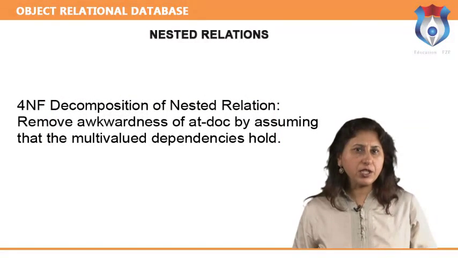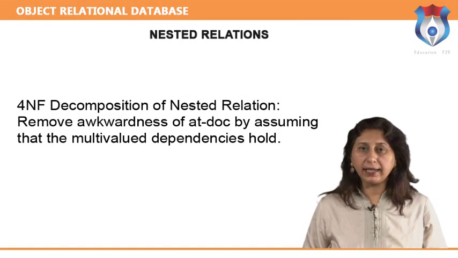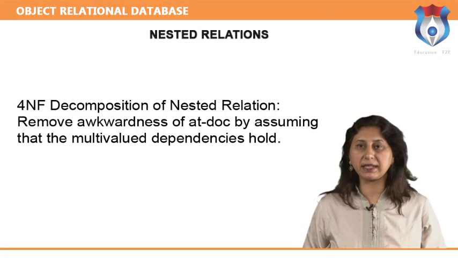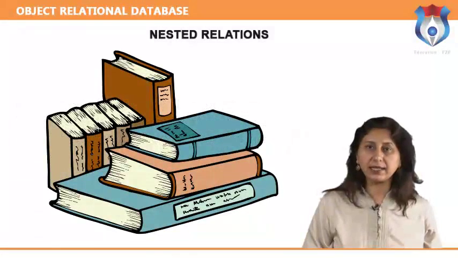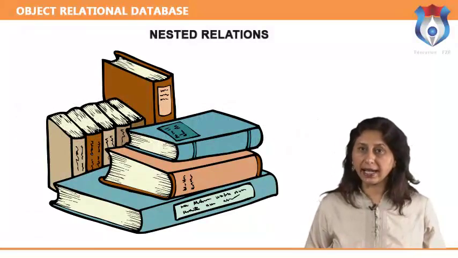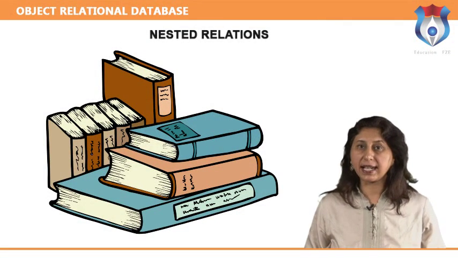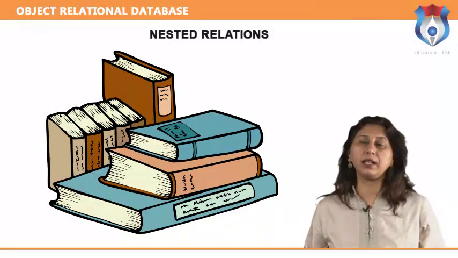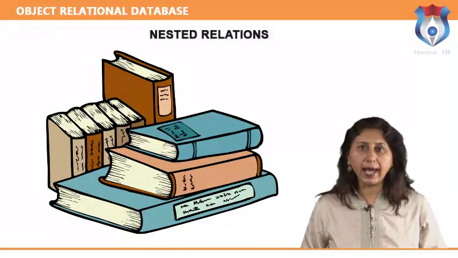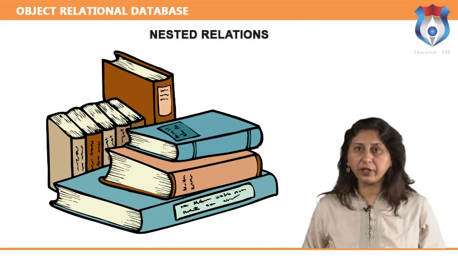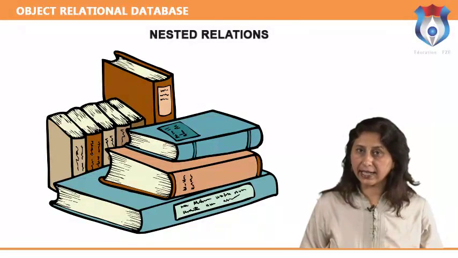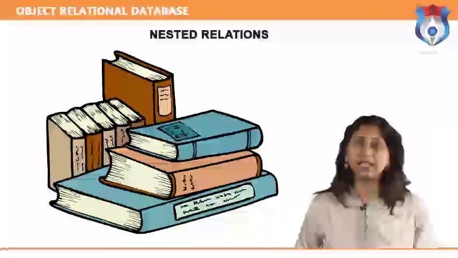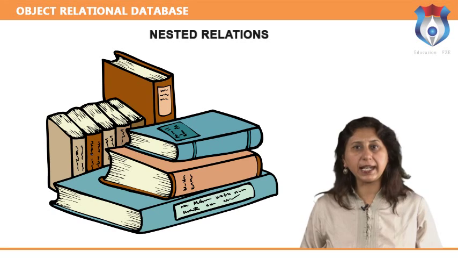Remove the awkwardness of ad hoc design by assuming that the following multivalued dependencies hold: title to author, title to keyword, title to day, month, year. Decompose doc into 4NF using the schemas (title, author), (title, keyword), (title, day, month, year).